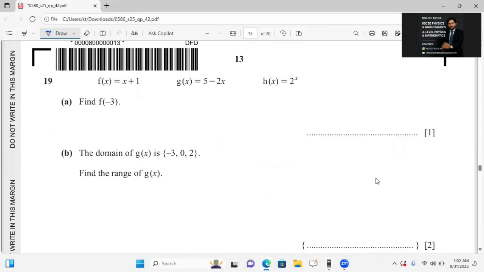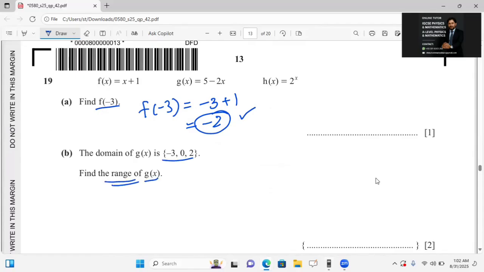Okay, now he is going towards the functions question. He is saying calculate f of minus 3. So f of minus 3 is equal to minus 3 plus 1, which is equal to minus 2. g of x is this. Find the range of g of x, if this is the domain. When I put minus 3 in g, what will be my range? So g of minus 3 is equal to 5 minus 2 into minus 3. Then it is 5 plus 6, which is equal to 11.